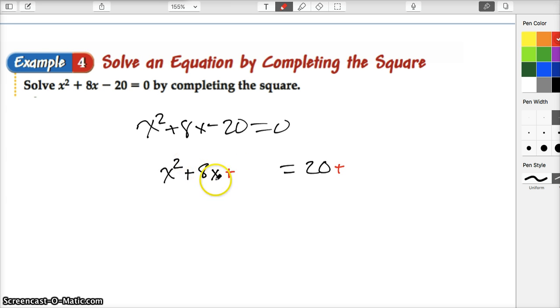And so I'm going to do exactly what I know to do. I'm going to take this term, divide it in half. You remember, divide the b term in half and square it. So b term in half is going to be 4, square it, 16.